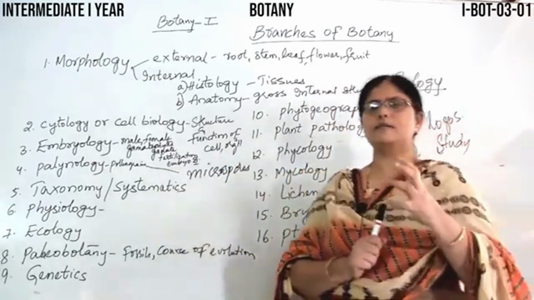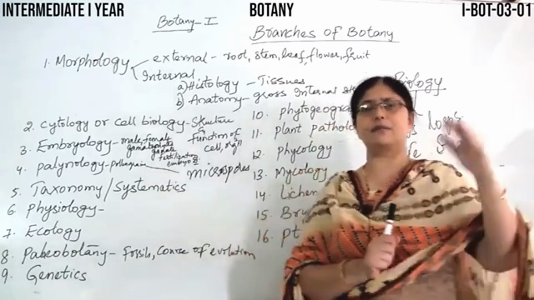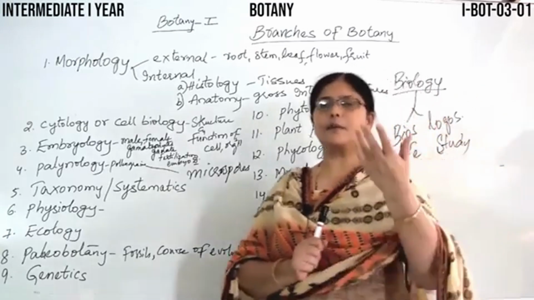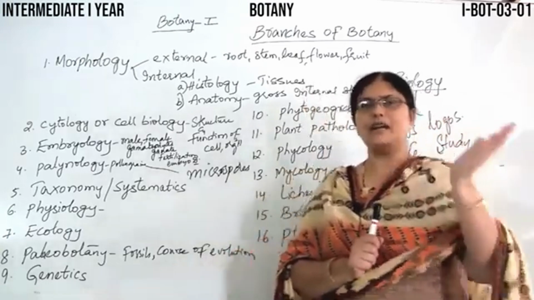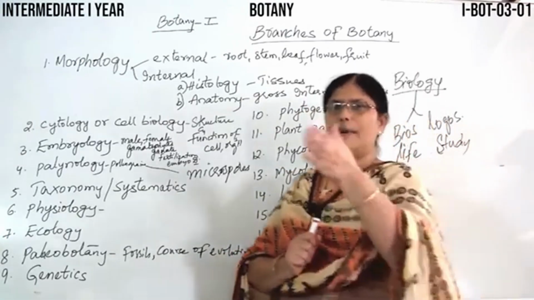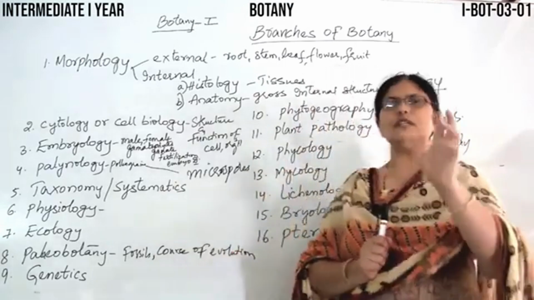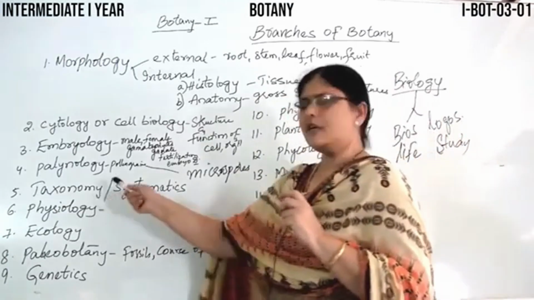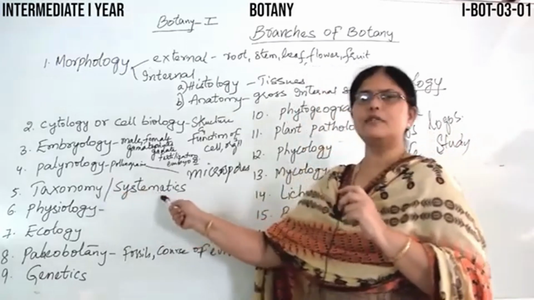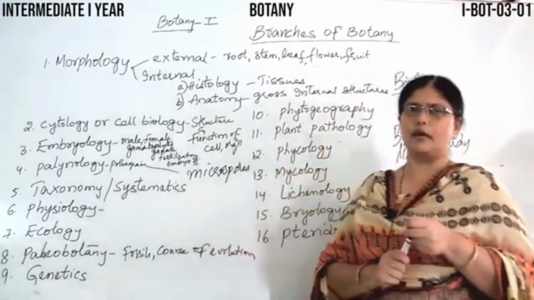So, these organisms are supposed to be identified, given a name, and further classified. So, identification, classification, and nomenclature of all the living organisms present in the universe constitute the study of taxonomy, which in the present times is also called systematic botany.